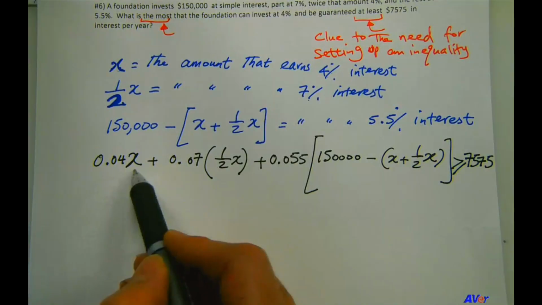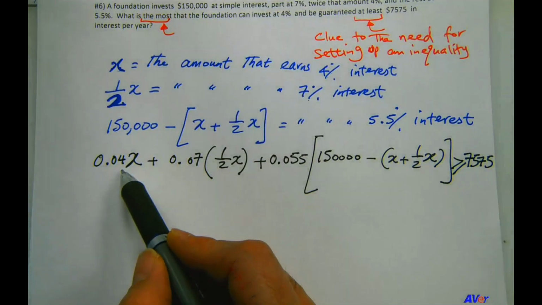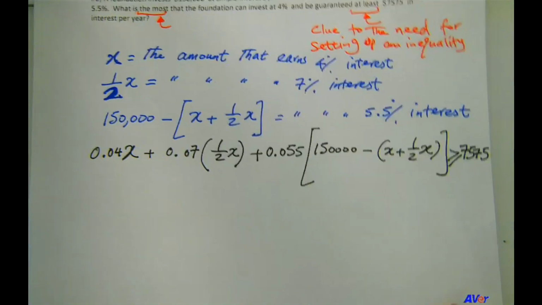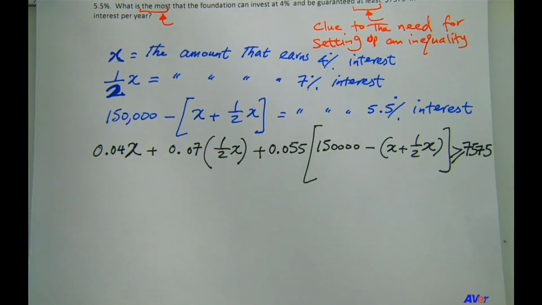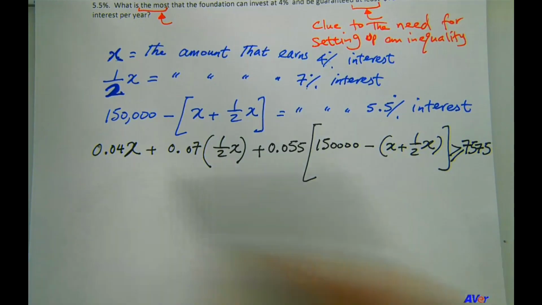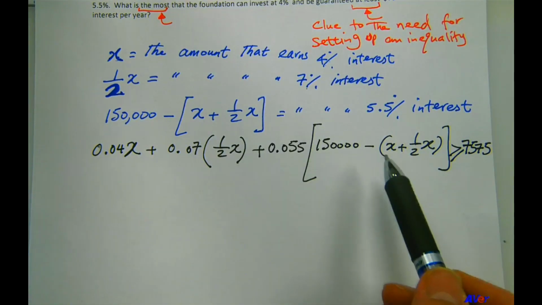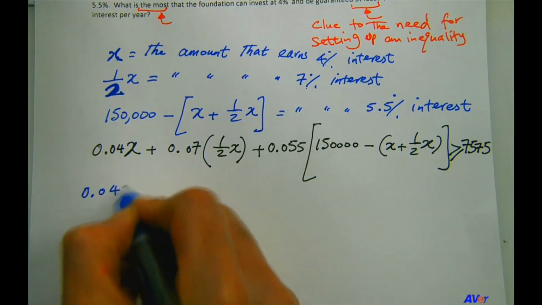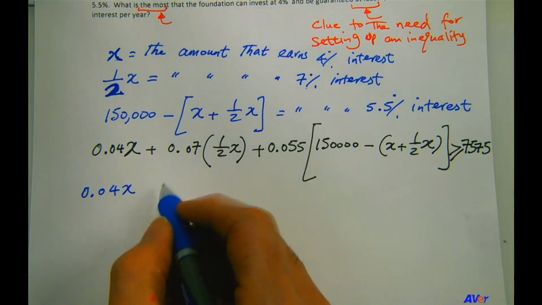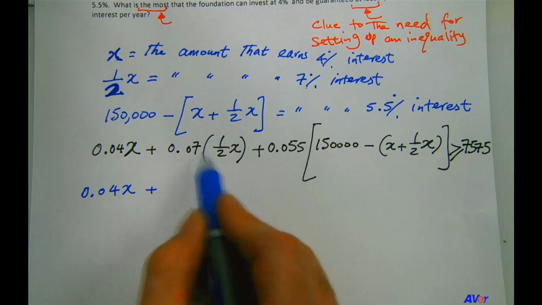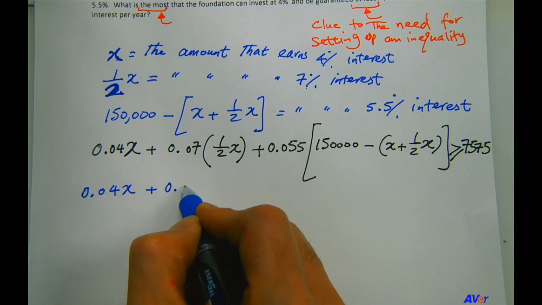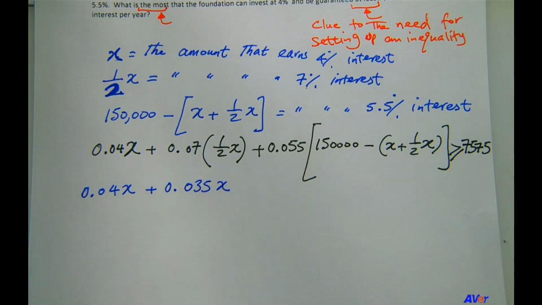So this is the amount of interest earned from each of these three accounts. I hope it's making sense. If it doesn't, please let me know with your questions. Okay, so next, we just simply need to simplify and solve this. So we end up with 0.04x plus 0.5 times 0.07, which is 0.035x. We can double check that on the calculator.